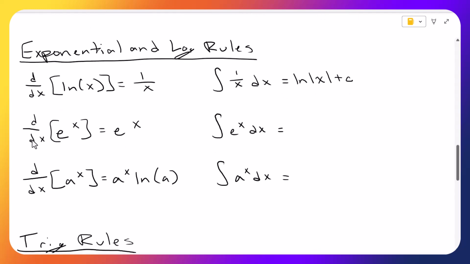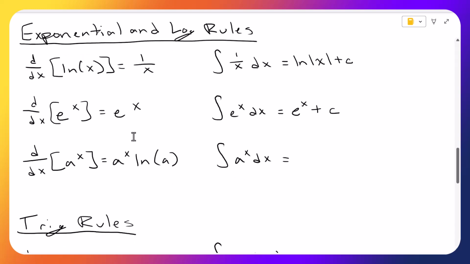The derivative with respect to x of e to the x is e to the x. So the integral of e to the x dx is just going to be e to the x plus c. And here, I didn't give you this derivative rule. I don't think it's going to come up that much, but just in case it does, the derivative with respect to x of a to the x is a to the x times ln of a. And the integral of a to the x dx is a to the x divided by ln of a, plus c.